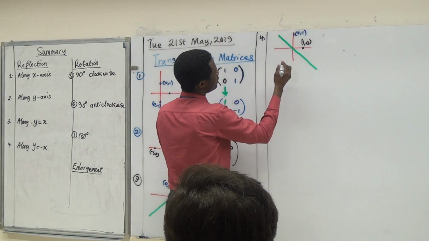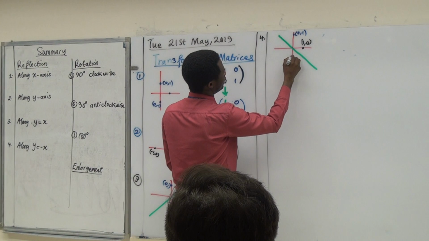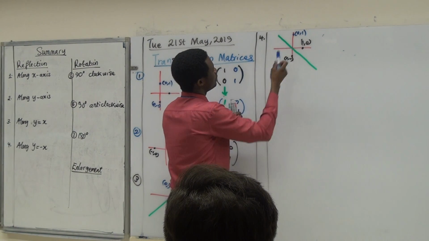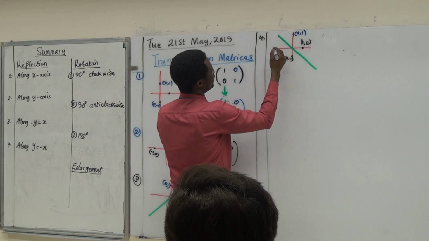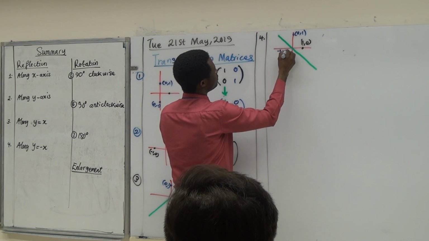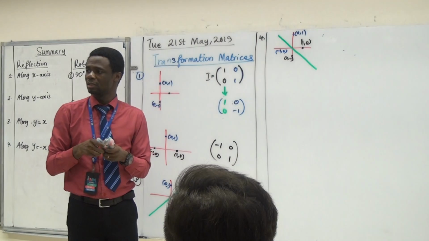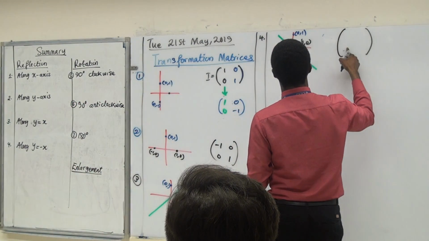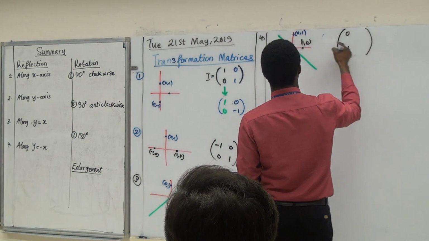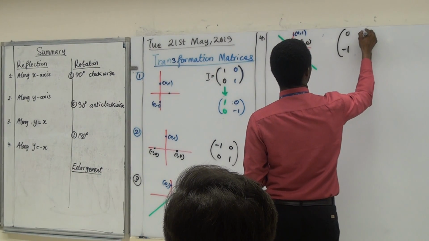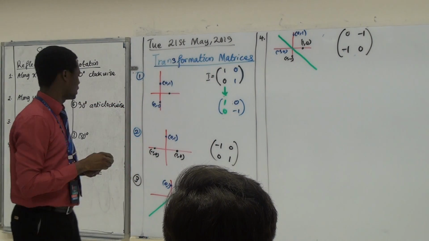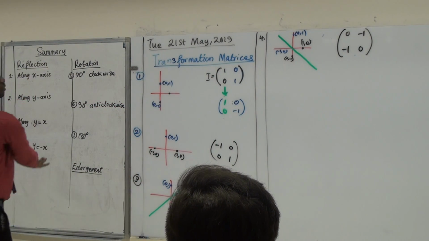So where does this black come? 0, negative 1. Here. Negative 1, 0. So this comes here, and this point will be x is negative 1, y 0. Can you see that? So the transformation matrix will be, for 1, 0, it becomes 0, negative 1. For 0, 1, it becomes negative 1, 0. Does it make sense? That's all about the reflection.